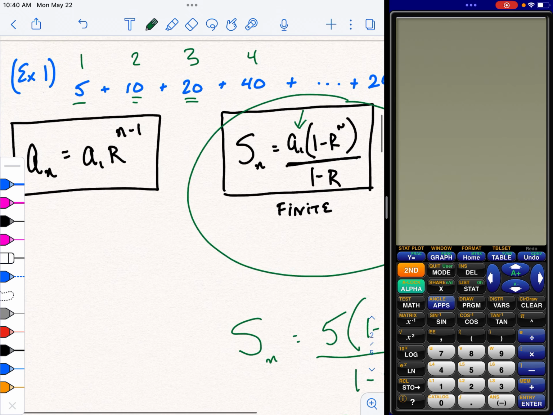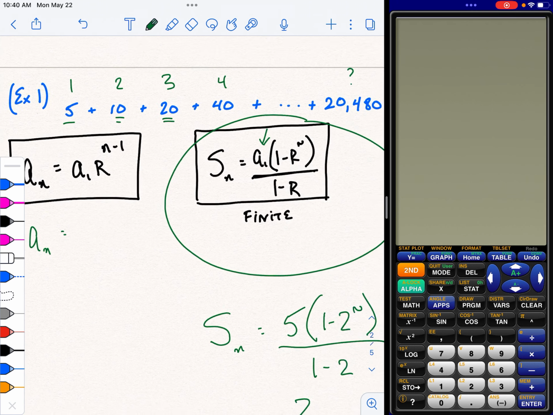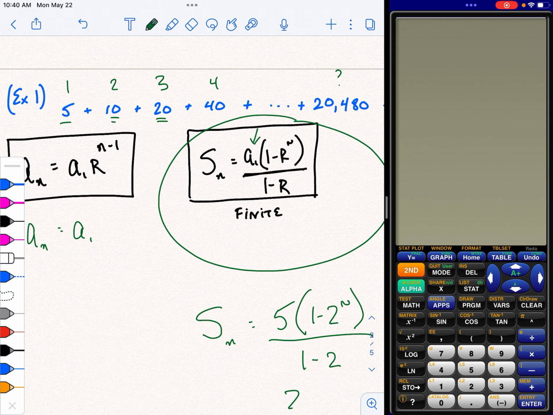I'm going to use one of my other formulas. We know that a sub n, we don't know what the n is, but we know that a sub n is 20,480. So a sub 1 r to the n minus 1. So I'm going to say 20,480 is where this pattern stops. Our first value in the pattern is a 5. Our ratio, we've already established, is 2.